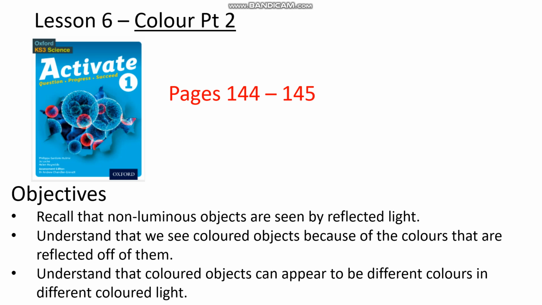This video is for Lesson 6 of the Year 7 Light topic entitled Colour Part 2. At the end of the lesson you should recall that non-luminous objects are seen by reflected light, understand that we see coloured objects because of the colours that are reflected off of them, and understand that coloured objects can appear to be different colours in different coloured light.